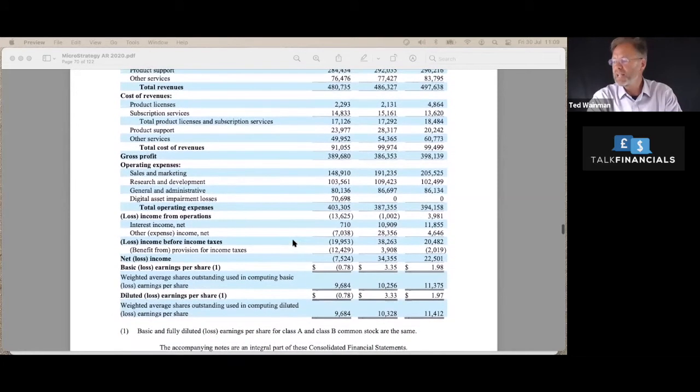Scroll down a little bit though, and what we find is that in terms of the operating costs, there are some very high operating costs. So look at all these operating costs.